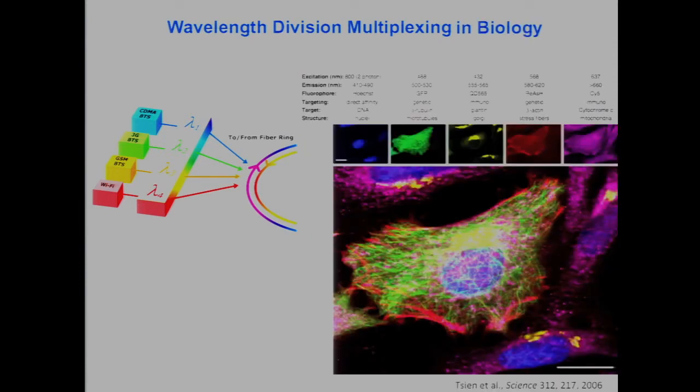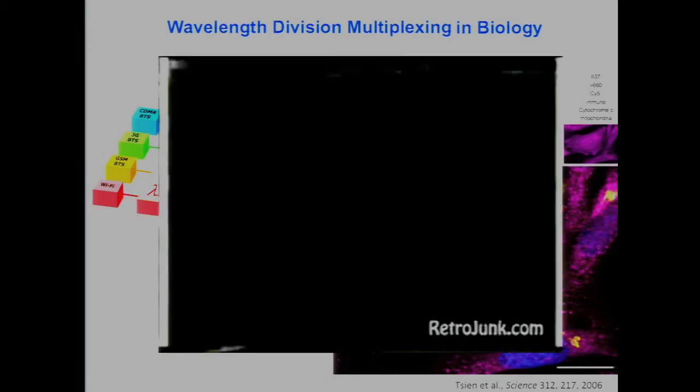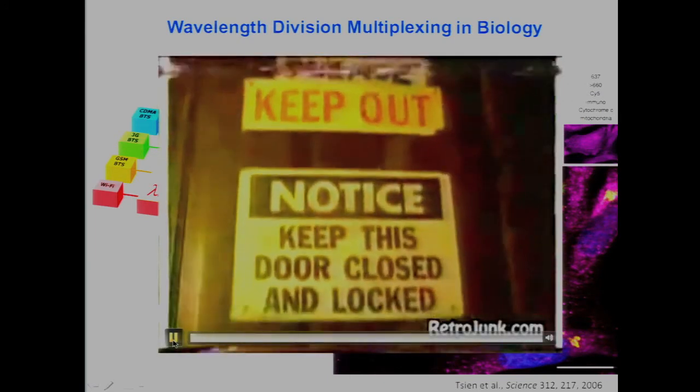This is a picture taken from a review by Roger Tsien, painting different proteins in the cell with different colors, a combination of organic dyes and quantum dots and all kinds of things. The unique property of the quantum dots now is that they are very stable, very bright, and we can see individual ones even with our own naked eyes. So what it really means is the following.